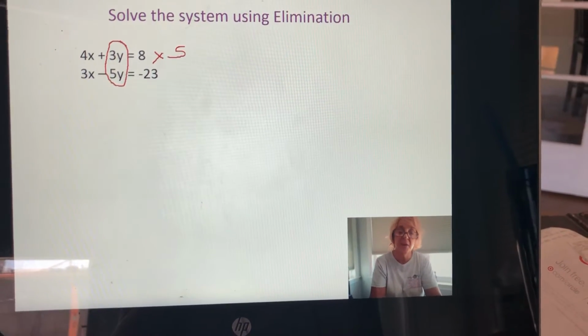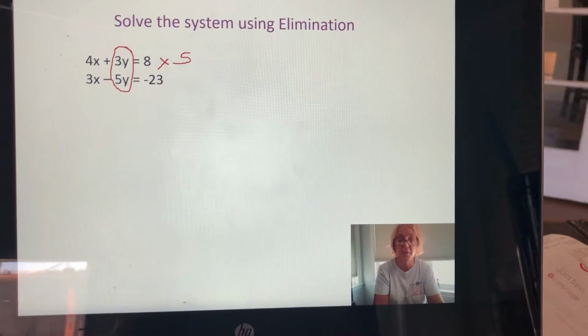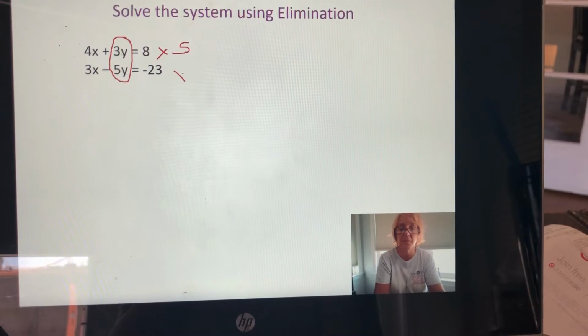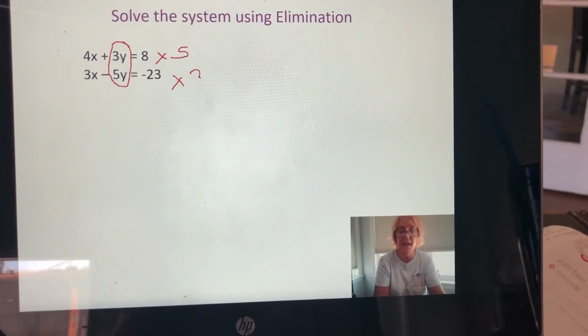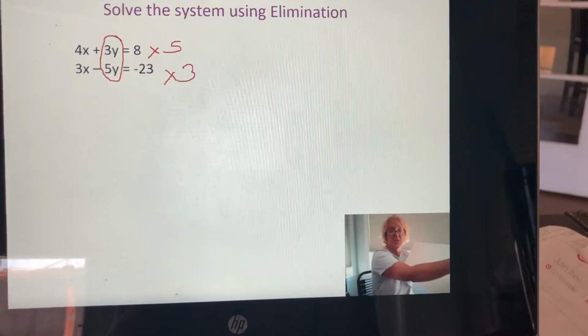The bottom, now you're going to multiply by a different number. You don't have to multiply by the same number. The bottom equation, I'm going to multiply each term times 3 so that I can get a 15. And one will be a positive 15 and one will be a negative 15. So go ahead and try this.